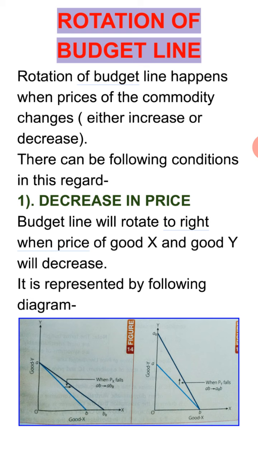Now the change in price, it can either be increase in the price or it can be the decrease in the price. So see the further conditions over here. There can be the following conditions in this regard. The very first, that decrease in price. There are the chances, probability that the price of good X decrease and the price of good Y decrease. ठीक है. When price of good x and y will decrease, the budget line will rotate to right. बजट लाइन क्या करेगी, राइट साइड रोटेट करेगी.